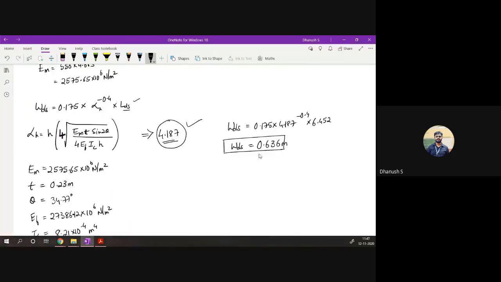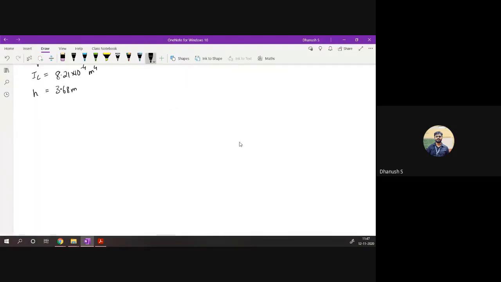Once you've got WDS, how to find out the stiffness? What was the formula I gave last week? For an inclined member, how to find out stiffness? I gave some formula, no? E M by T divided by H by L. One second, please wait. E by L sin square theta. What was the formula? K is equal to A by L, H by L into H by L square plus 3. Correct?